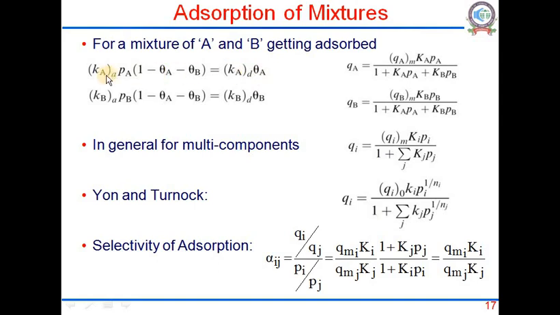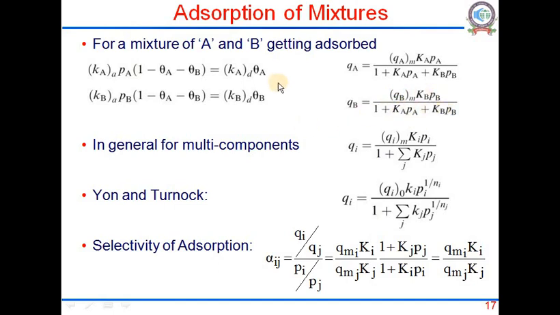So again, at equilibrium, the forward and backward rates are equal, and then we can define capital Ka as the adsorption equilibrium constant for A, and then you can rearrange these expressions. You will get Qa, the amount of A adsorbed, divided by the maximum amount of A that can be adsorbed, Qam: Qam Ka Pa divided by 1 plus Ka Pa plus Kb Pb, and Qb would be Qbm, the maximum amount adsorbed for B, Kb Pb divided by 1 plus Ka Pa plus Kb Pb.